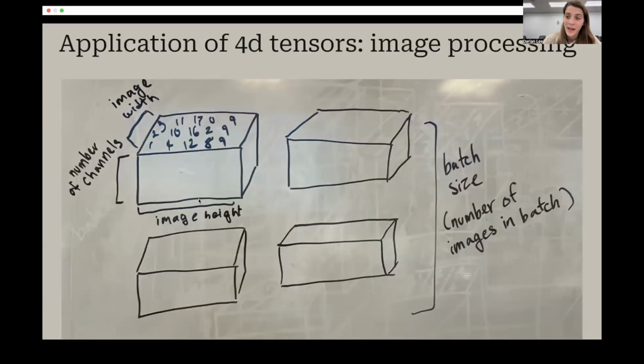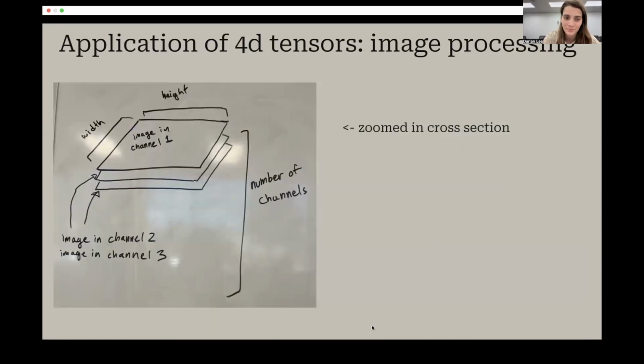An area where this actually does come into play is image processing. So when you're processing an image, you typically have the image height, the image width, and the number of channels, as well as the batch size. So this would be a case where you would actually want to look at 4D tensors. And here is a zoomed in cross section. I don't know why I included that, but it's there.